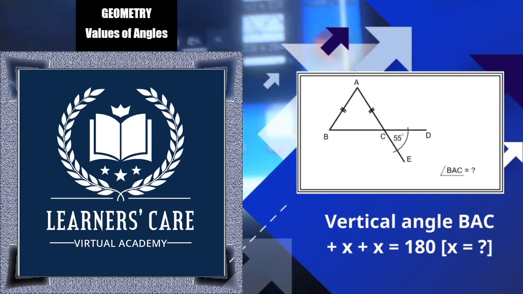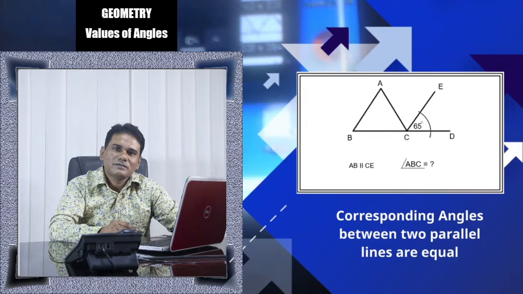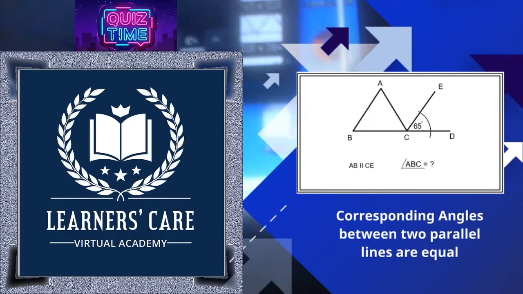In the second diagram, since AB and CE are parallel lines and BD is their transversal, the corresponding angles will be equal. So ABC is the corresponding angle of ECD, which will have the equal value of the given angle.